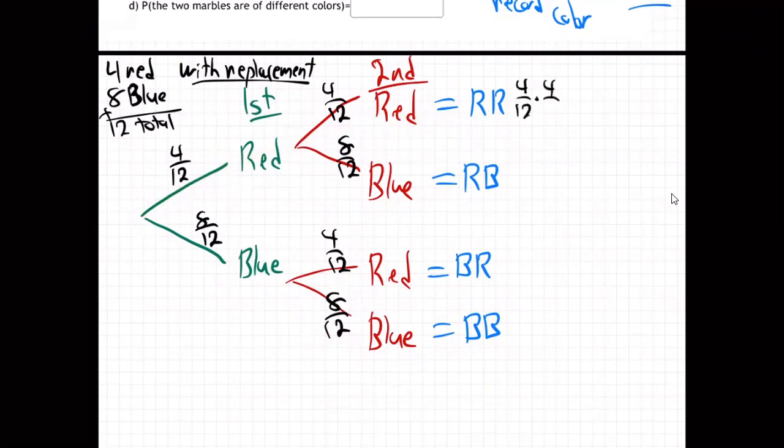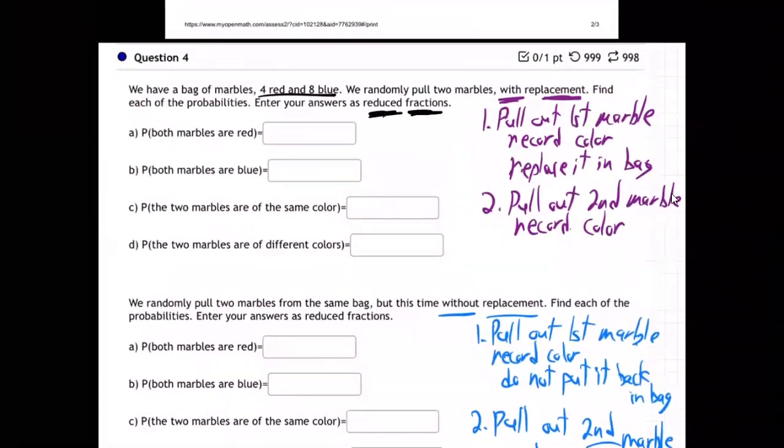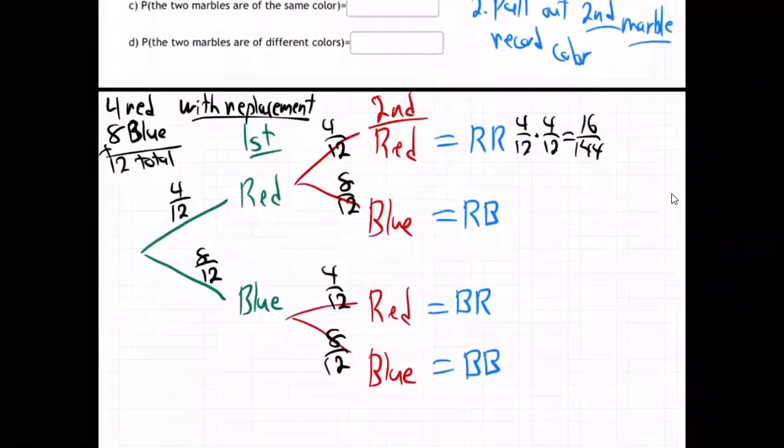4 twelfths times 4 twelfths, which is 16 over 144. Now, in this question, they specifically say reduced fraction. So they want you to reduce all of your fractions. No decimals, and the fractions must be reduced.